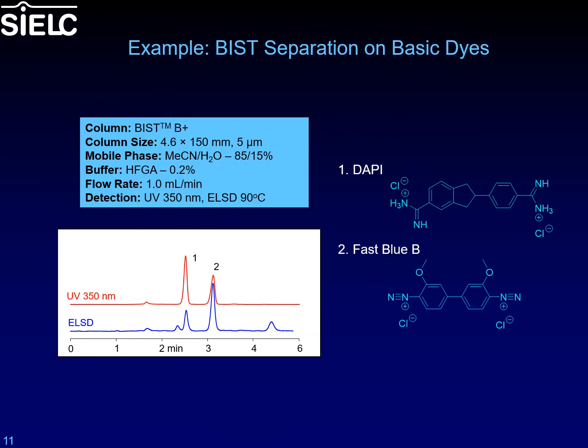And now we're going to show separation of basic dyes using a BIST column. So now we're using the BIST B column series, and we're inverting our polarity charge. Down below, we've shown a separation of the two dyes DAPI and Fast Blue B. Here we see that the DAPI is the first compound to elute from the column, and that the Fast Blue B is the second compound to elute from the column, and that clear elucidation of both compounds actually occurs using UV detection as opposed to ELSD detection.